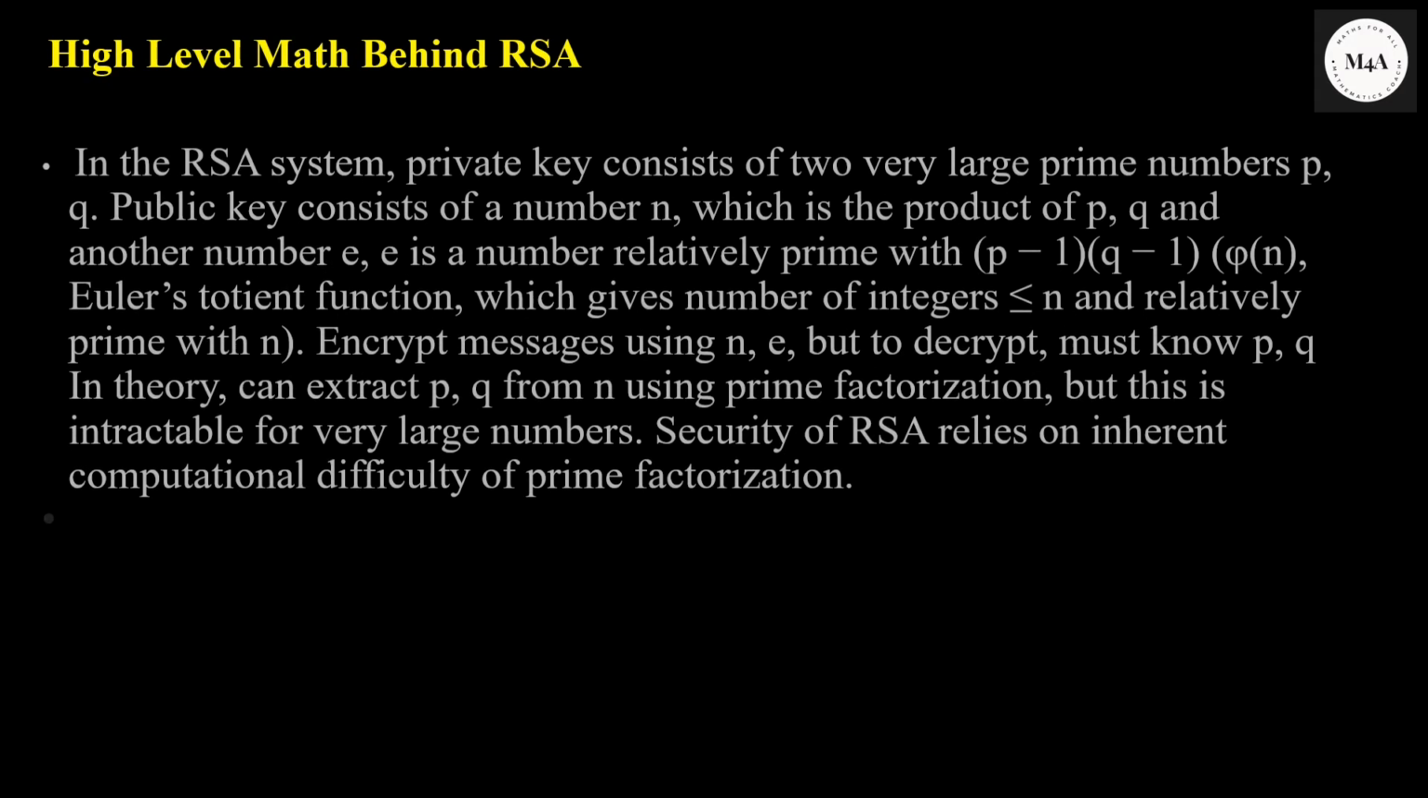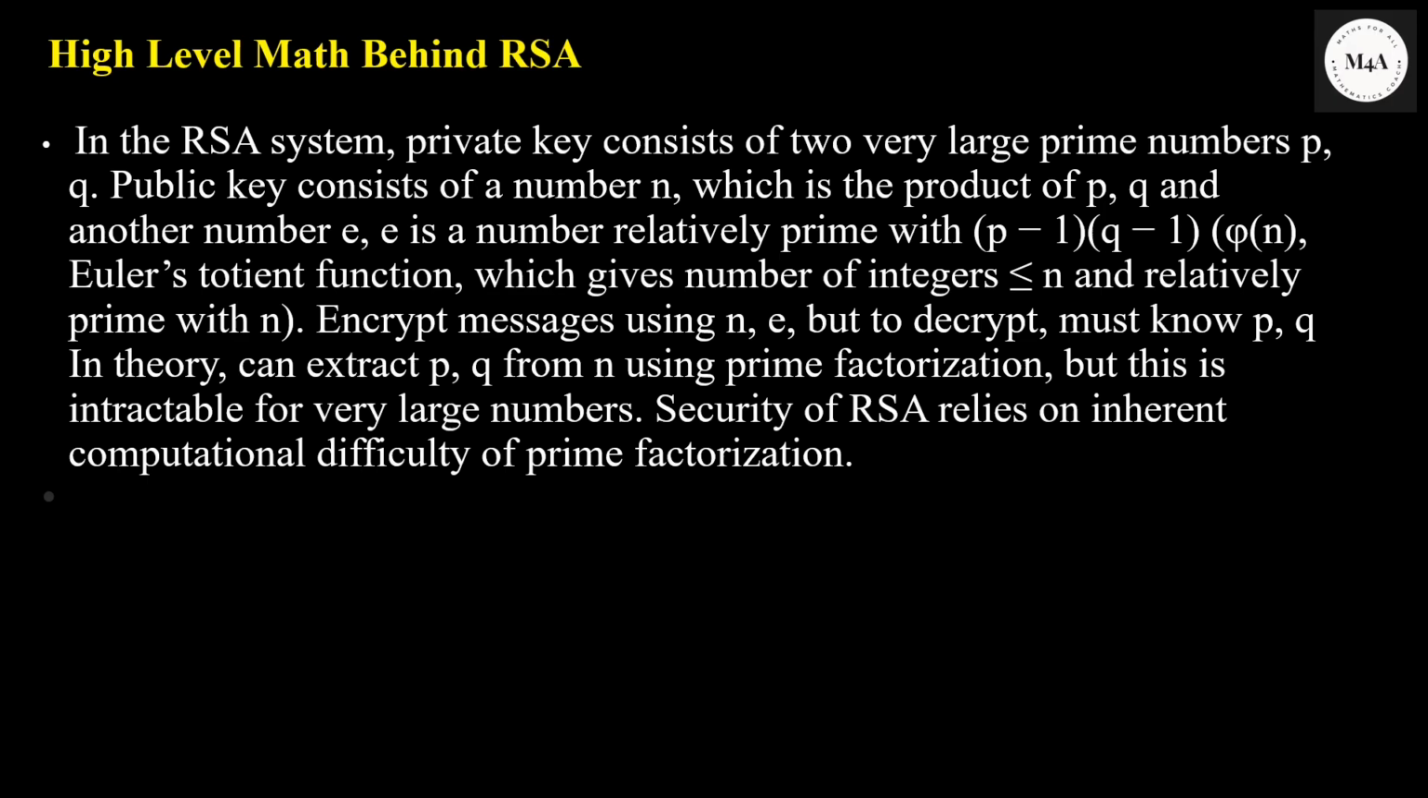So now, what is the maths behind this RSA? As I mentioned, the maths behind RSA is purely number theory, because here for the private key we have to choose large prime numbers. The public key consists of number n, which is a product of p and q. Another number e we are going to use, that is relatively prime with your n.